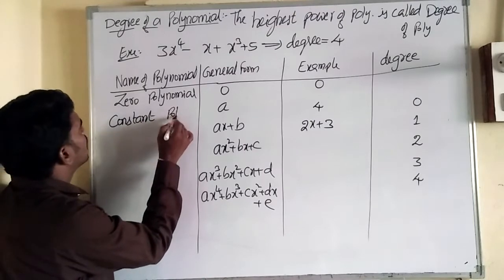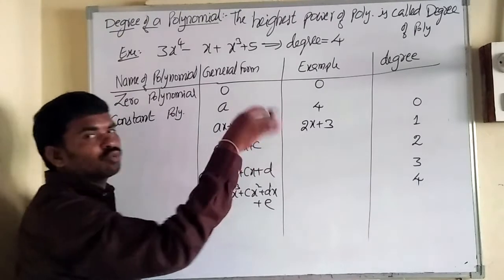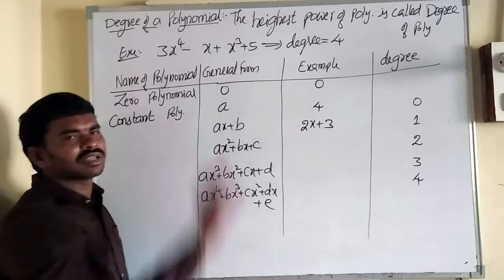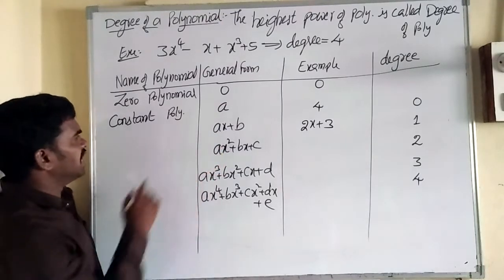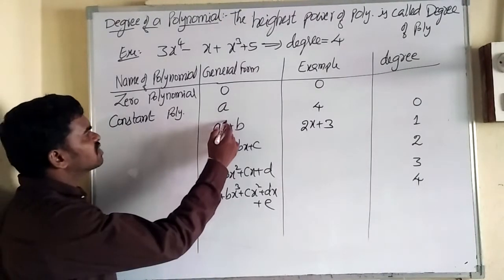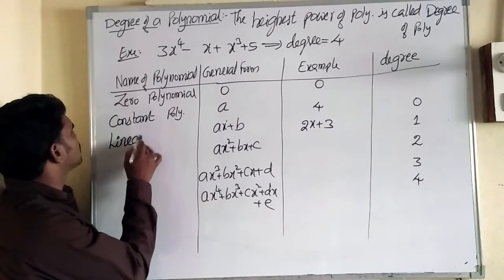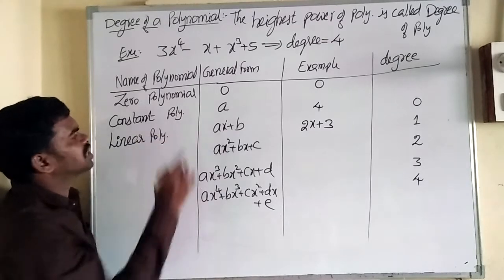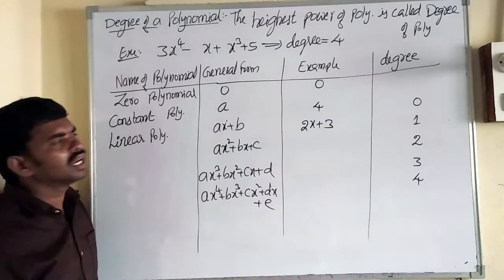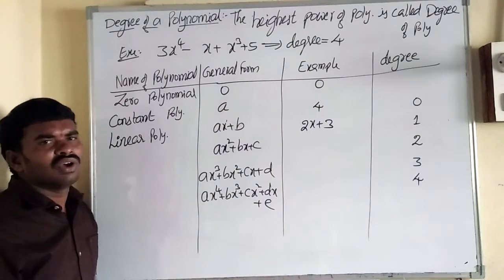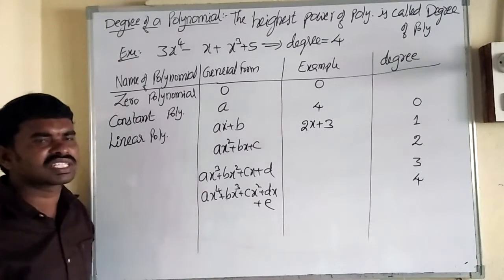Constant polynomial means only a, maybe 4 or 2 by 3 or root 2 or 1 by 2, anything, because what is a here? Real number. Next, ax plus b, here degree is 1, so this is called linear polynomial. So linear polynomial general form is what? Ax plus b. Example, some 2x plus 3 or x minus 5 or 1x plus 6, or only x or 5x.